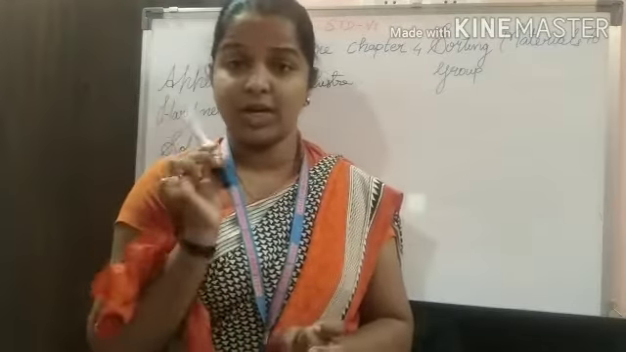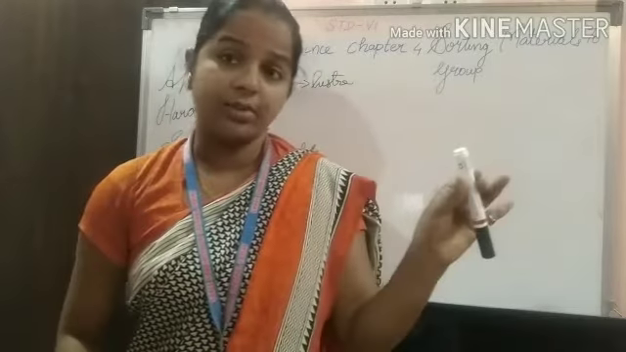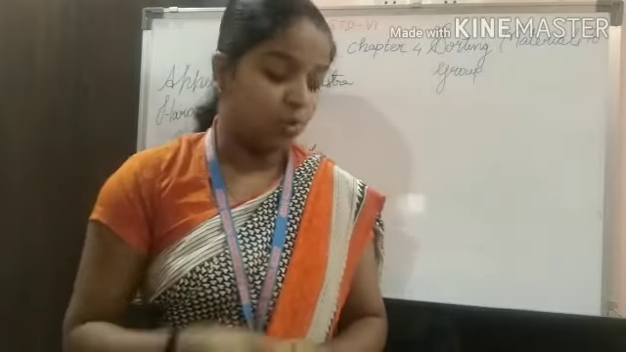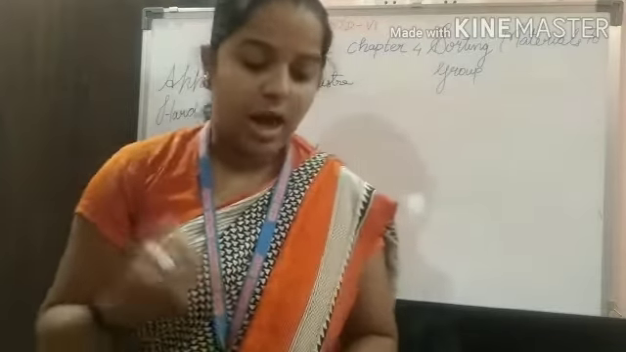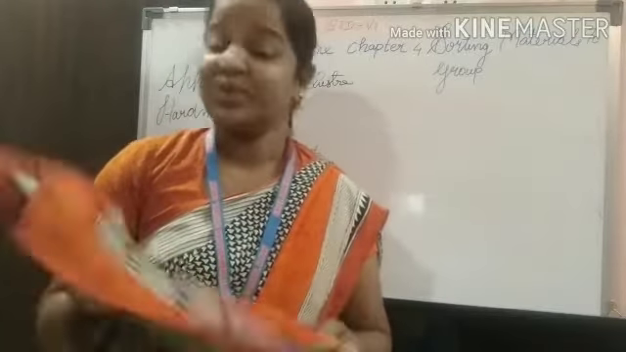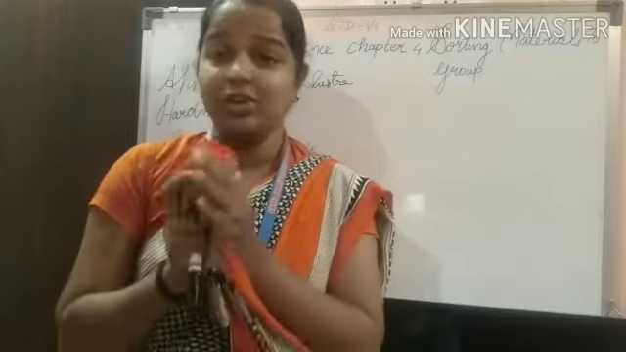If I use this marker, this is hard, so it is characterized under hard substance. But if I am using the sponge, or if I am using the cloth, for example, any cloth, a saree itself I can take, if I am using the cloth, this won't go in hard, it will go in soft. When you touch it, you can feel the softness.